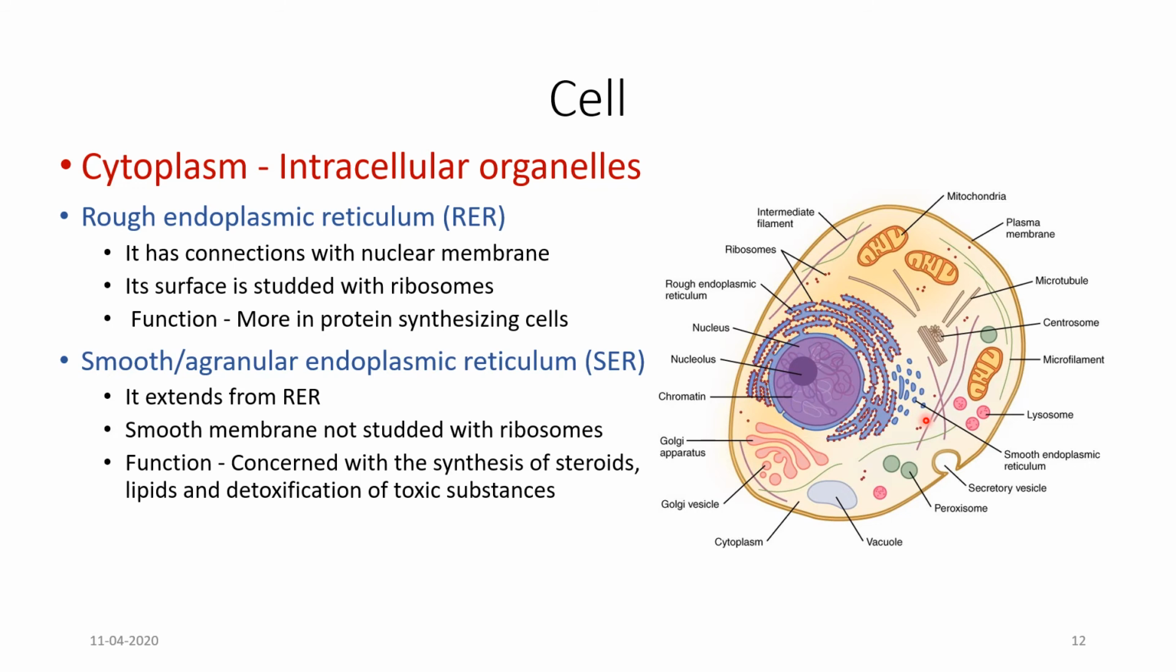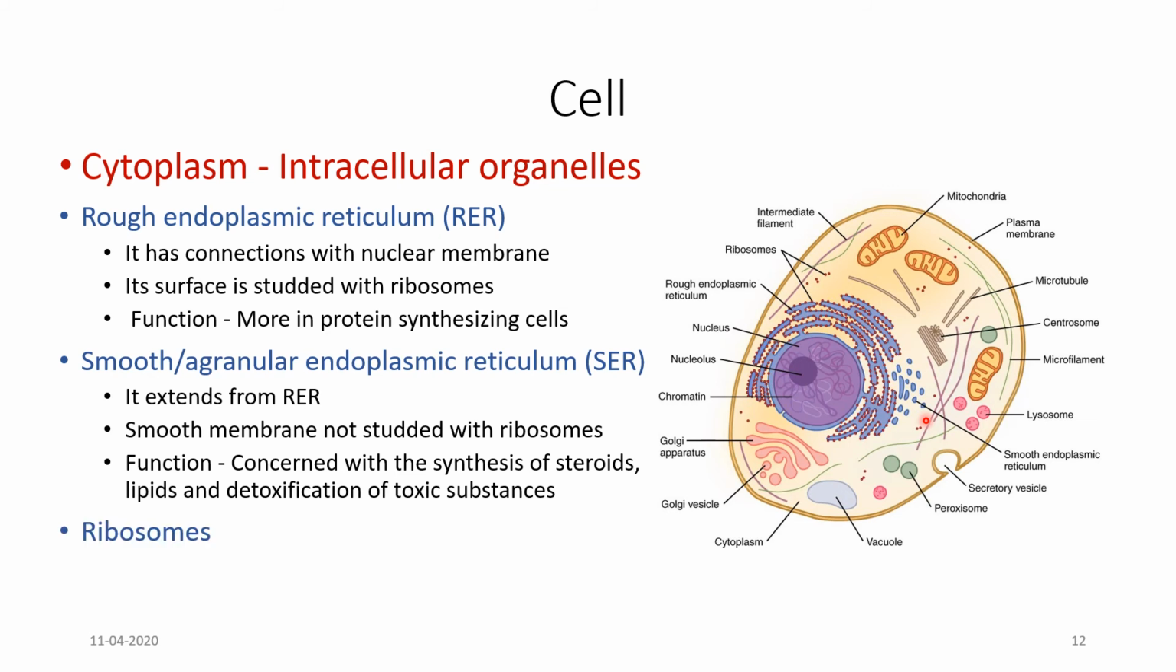detoxification of toxic substances. So the smooth endoplasmic reticulum is rich in cells concerned with the synthesis of steroids and lipids, and it is more in cells that are concerned with detoxification of toxic substances. For example, the liver cells contain a rich amount of smooth endoplasmic reticulum, as the liver is concerned with the function of detoxification of toxic substances.